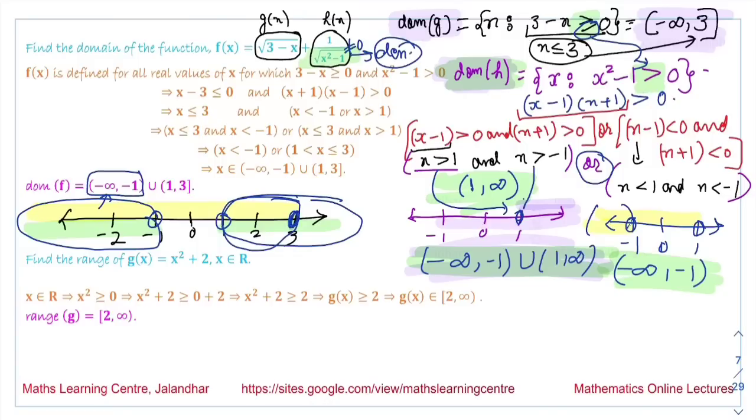This 3 is included in the domain of gx. So we are saying the common region we have is all the points from 1 to 3, where 3 is included in this interval.